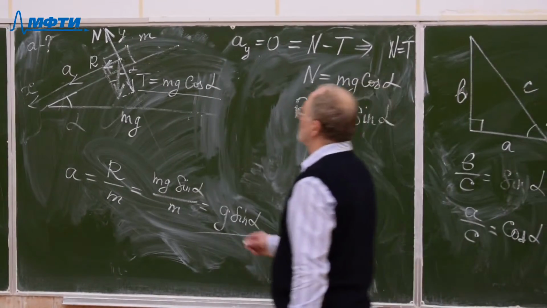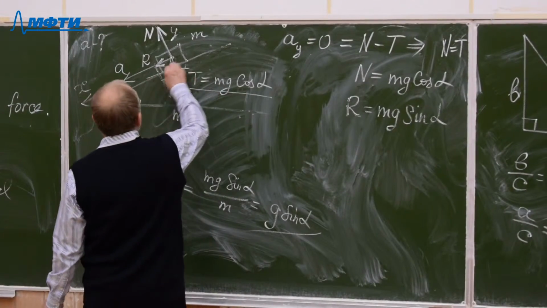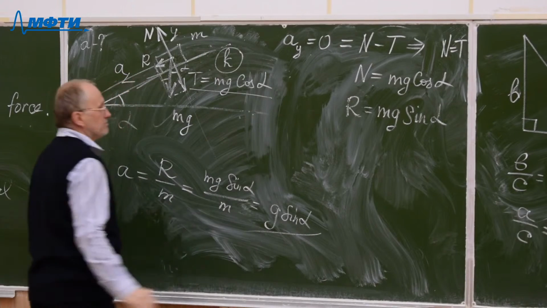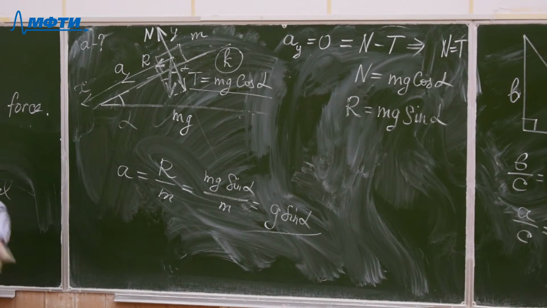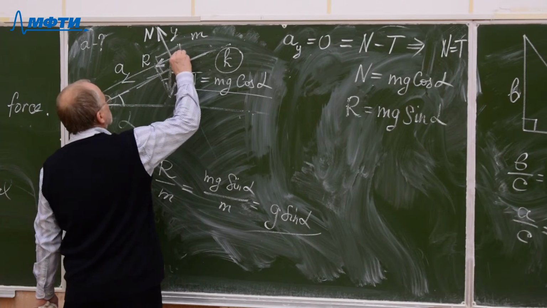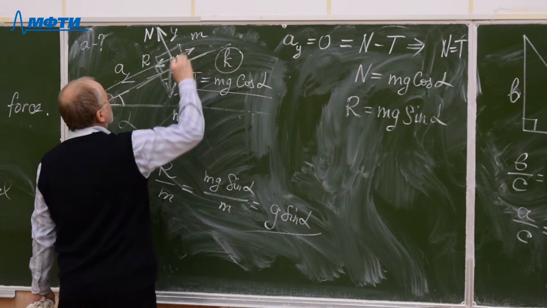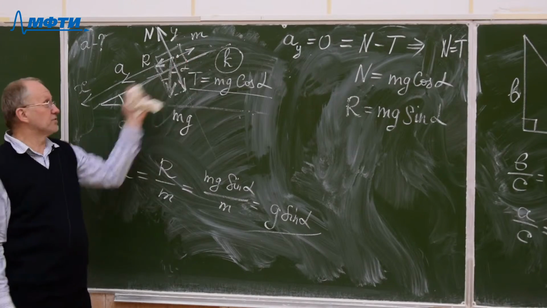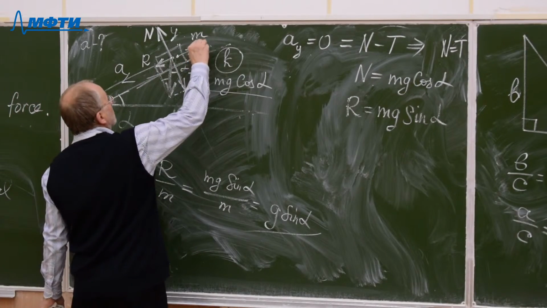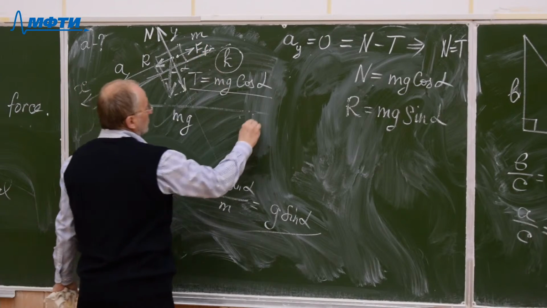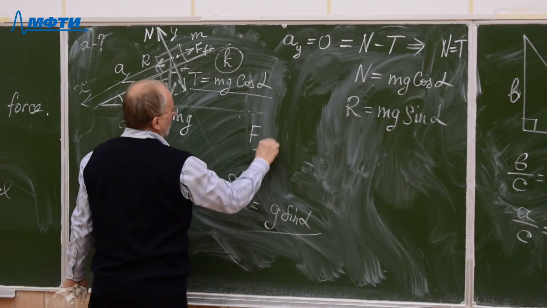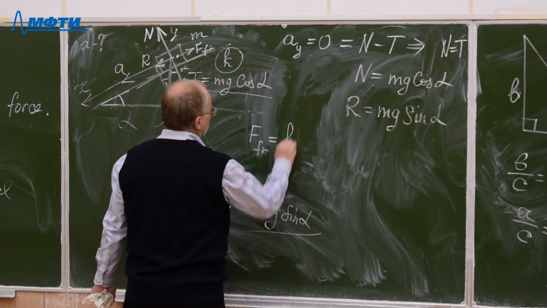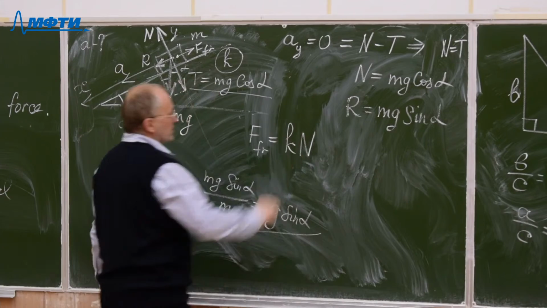Suppose there is some coefficient of friction on this surface, and the coefficient of friction is given. Then there should be a force of friction acting on the block and directed against the velocity, in the opposite direction to the velocity. So this will be the force of friction. And the force of friction is always equal to the coefficient of friction times the normal force, N.